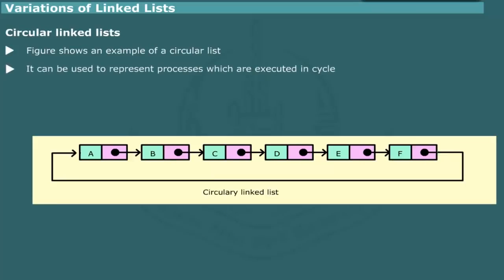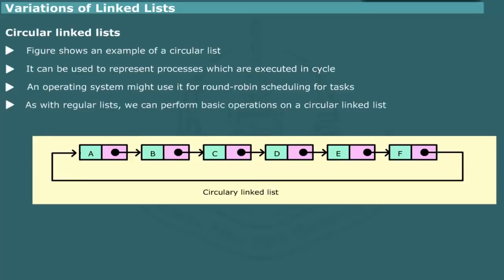A circular linked list can be used to represent processes which are executed in cycles. For example, an operating system might use a circular list for round-robin scheduling of tasks. As with regular lists, we can perform basic operations of insertion and deletion on a circular list.